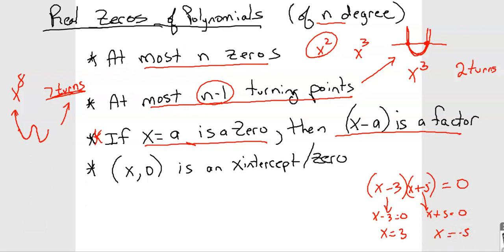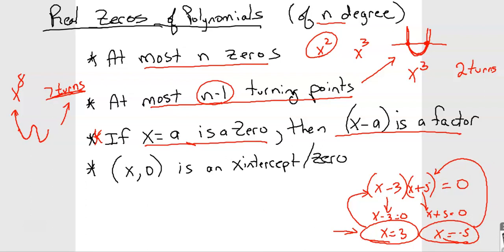Well, that's what this is saying. If I know that's a 0, then x minus that is a factor. If I know this is a 0, then x minus a negative 5, which is x plus 5, is a factor. And it goes both ways, by the way. If this is a factor, then I know that I can set that equal to 0 and solve it for a 0. So that's a very crucial step.